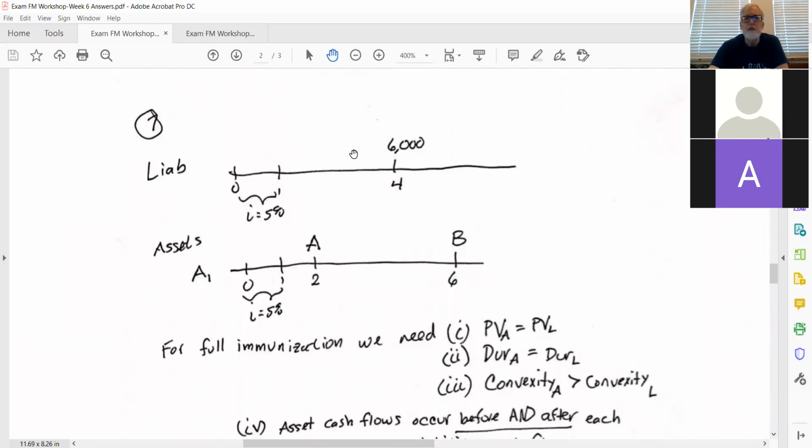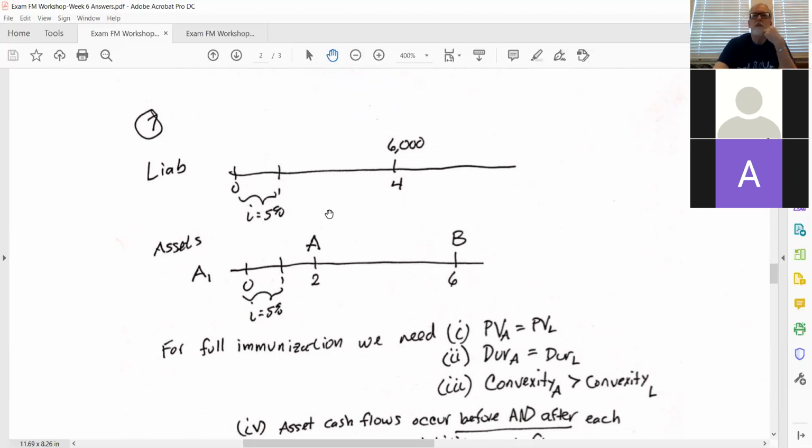We have a liability of $6,000 due in 4 years, and we have 2 assets. One pays $A in 2 years and $B in 6 years. It says, employ a full immunization strategy using an annual effective rate of 5%. Calculate the absolute value of A minus B.